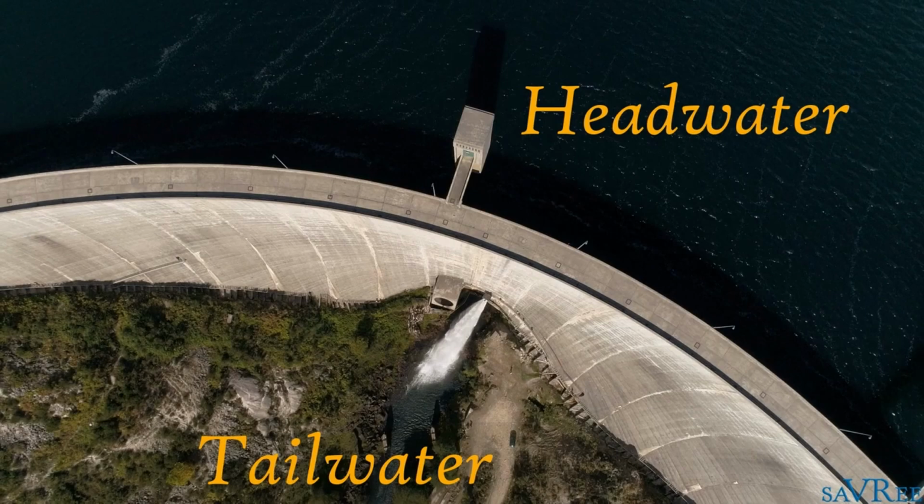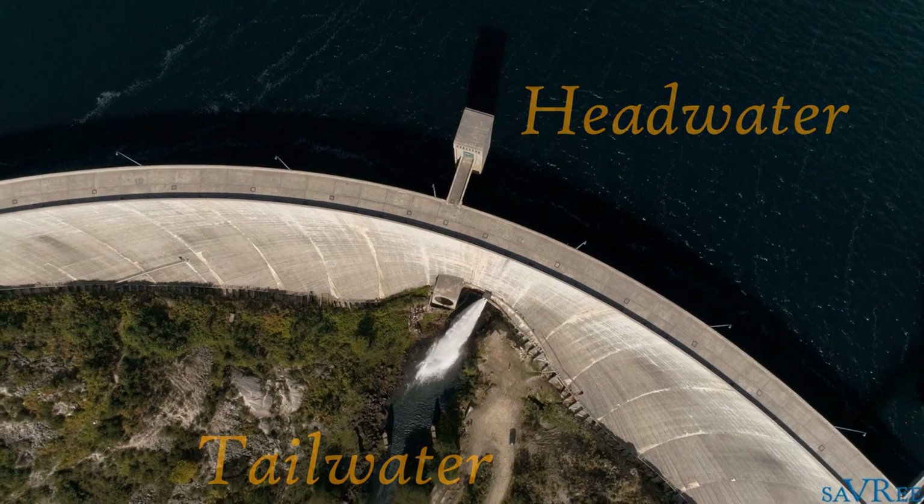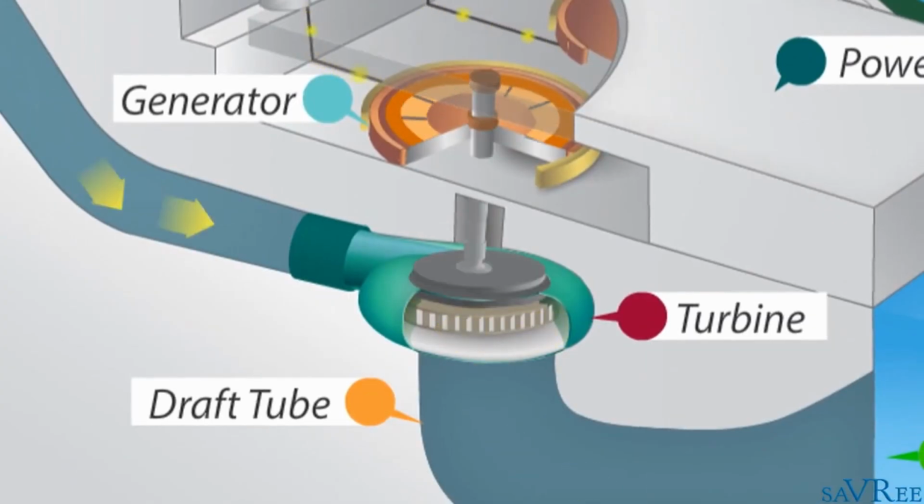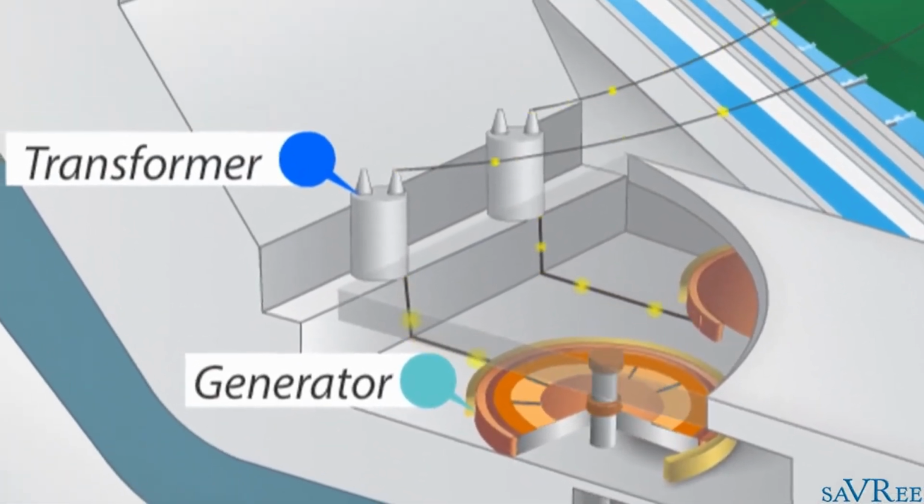A dam functions by utilizing water's potential energy by storing and releasing water at separated elevations. This water is then run through a turbine, activating a generator to produce electricity, which is distributed to the grid by a transformer.